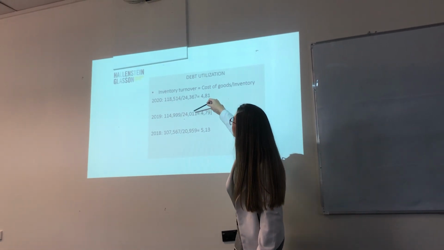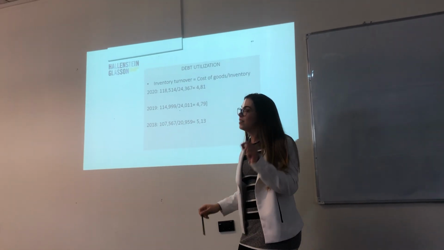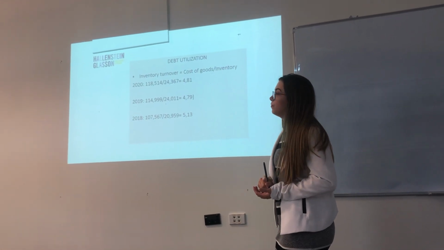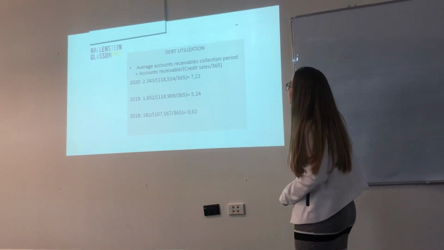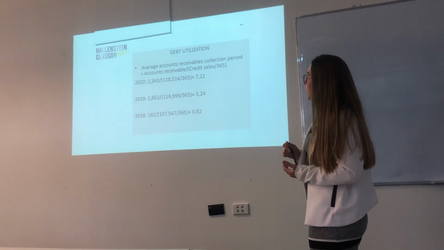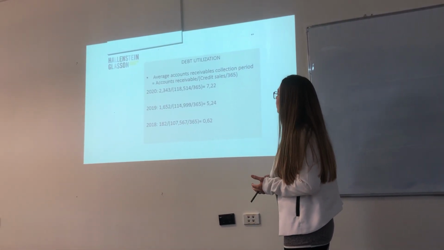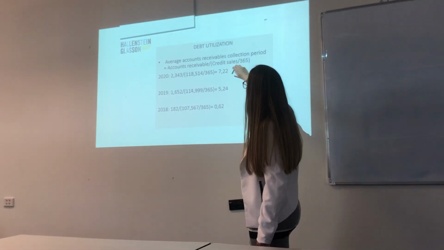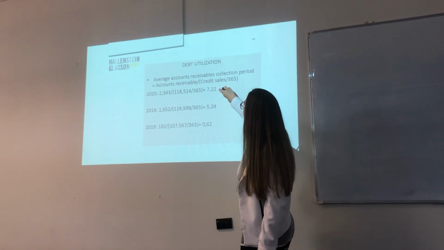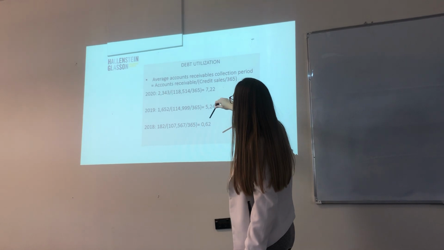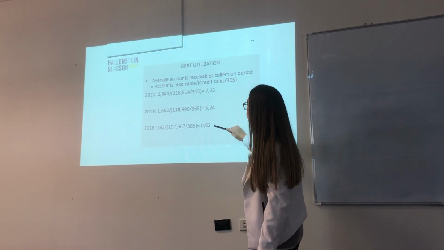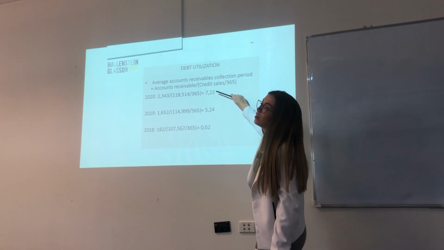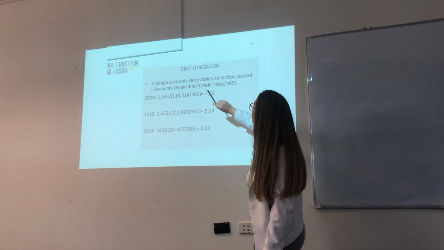Because they just slightly changed in the cost of goods and the inventory. And the average accounts receivable period is like 7 days more. Before, they had just 6 to almost 1 day, and then here they have like 7 days to get the receivables.